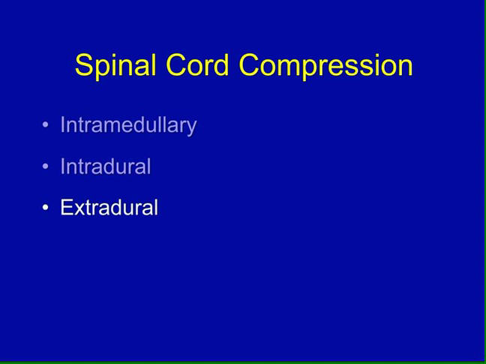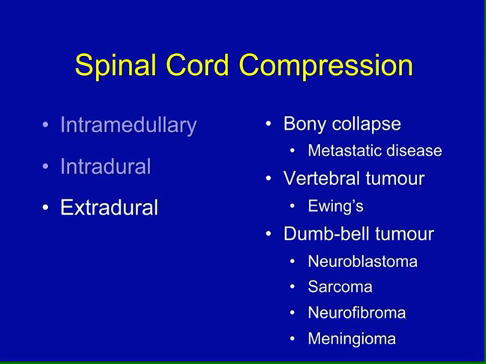And extradural compression tends to come from things poking from the outside inwards, so that could be due to bony collapse, and that's often in the context of metastatic disease, or from primary tumours of the vertebrae. Most commonly that would be a Ewing's tumour, or from tumours which are poking in between the vertebrae, so they would be things like neuroblastomas, sarcomas, neurofibromas, and occasionally meningiomas also.